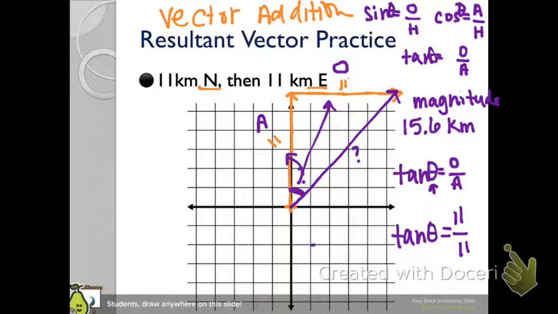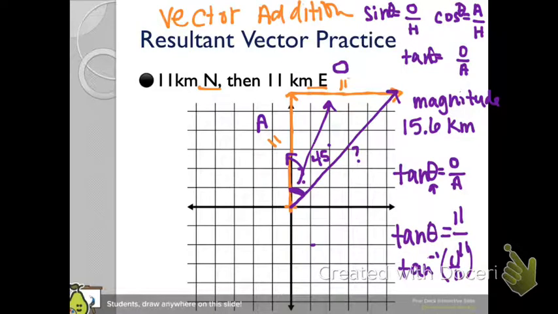So in my calculator, when I'm solving for the angle, I have to hit second tangent. So in your calculator, it will look like this. Tangent -1 equals 11 over 11. So go ahead and do that. Second tangent, 11 divided by 11. And we really should have known it was coming out to 45 degrees, right? Because both of our sides of our triangle were the same.